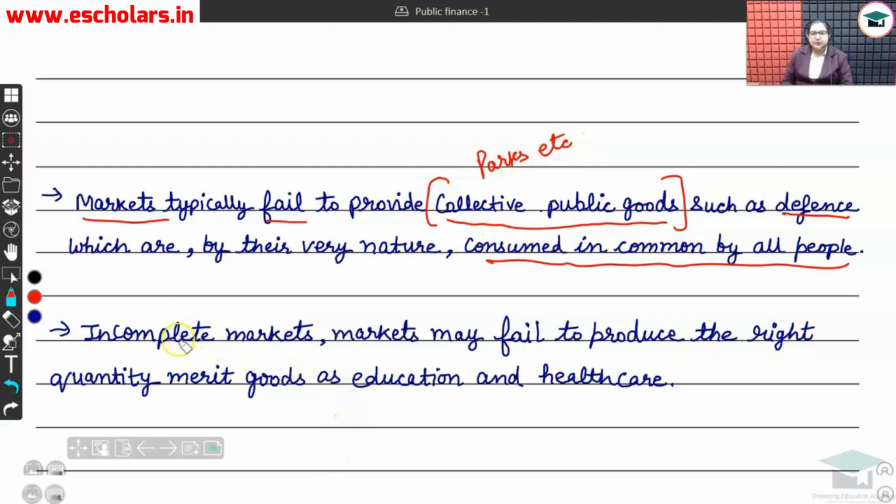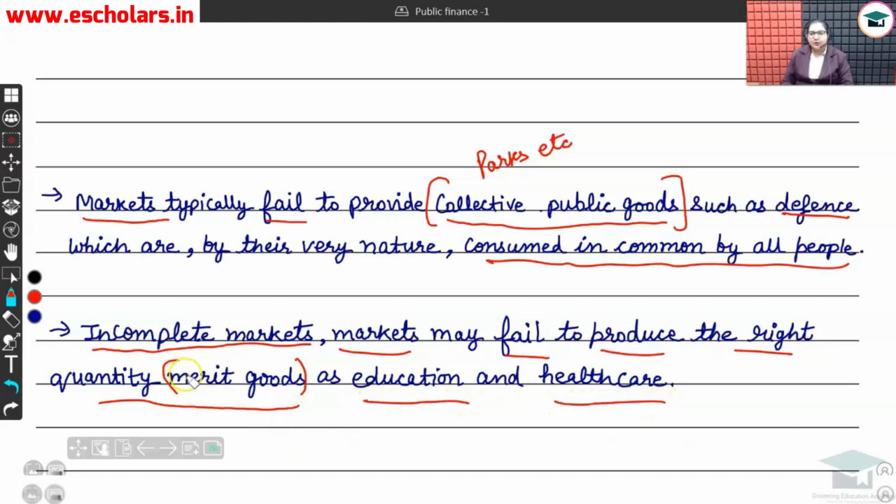Okay. Next, whenever there are incomplete markets, that is the markets may fail to produce the right quantity of merit goods. Now what are merit goods? Merit goods are those goods that will provide benefit to the people. For example, education and healthcare. So the market should provide the right quantity of merit goods to the people, but it is not so in reality, right? And not only should the market provide the merit goods to the people, it should also be ensured that these merit goods are provided to the people at affordable rates.